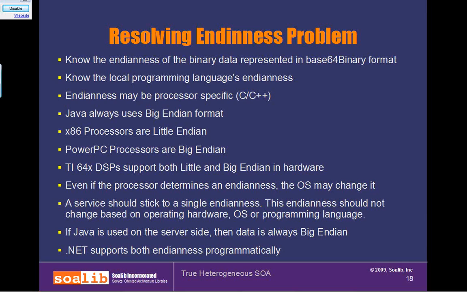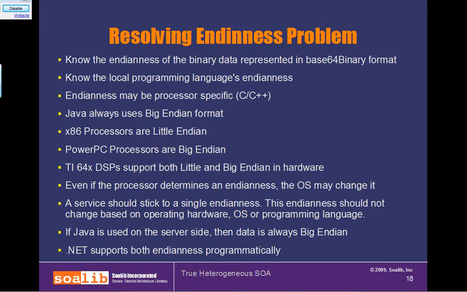On the other hand, Java is always big endian regardless of the processor or the operating system. The JVM translates the little endian format, if the operating system or the processor supports that, into big endian format. So Java behaves the same way on both PowerPC and Intel processors. On the other hand, DSPs like the Texas Instruments 64X DSP support both big endian and little endian.